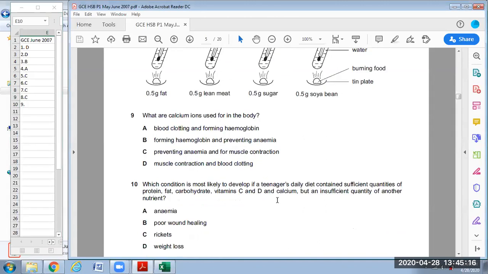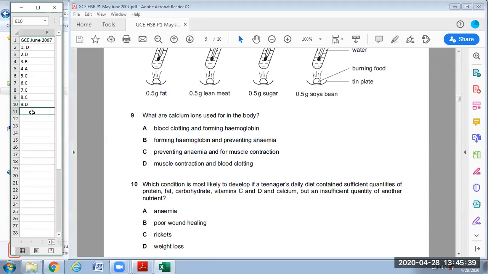And if it didn't have sugar, fat would have been the next option. Nine. What are calcium ions used for in the body? D. Something with bones. Let me see. D. Muscle contraction and blood clotting. Yes, we need calcium to form a blood clot. So D.